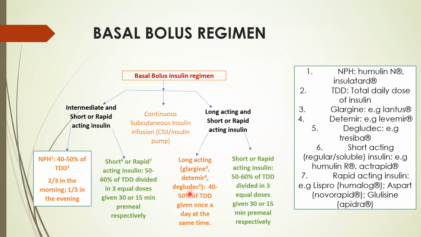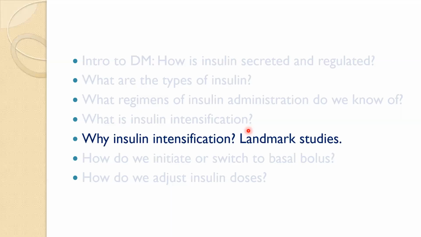Then we have the long acting insulin, like glargine and detemir or degludec. Again, 40 to 50% of the total daily dose is given once a day at the same time. But remember, if you're using detemir, you will most likely need to use it twice a day. Then you incorporate your short or rapid acting insulin at the balance of 50 to 60% of the total daily dose, divided in 3 equal doses as premeal boluses. Then if you are in a well-resourced center, you can put your patient on an insulin pump with training and various settings. Having talked about that briefly, we ask ourselves, why insulin intensification?